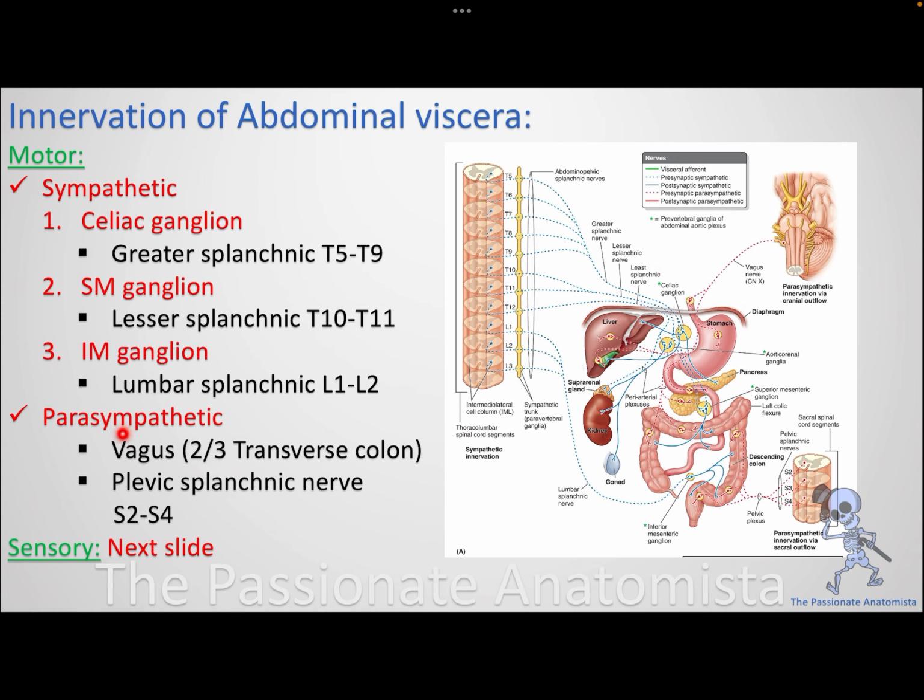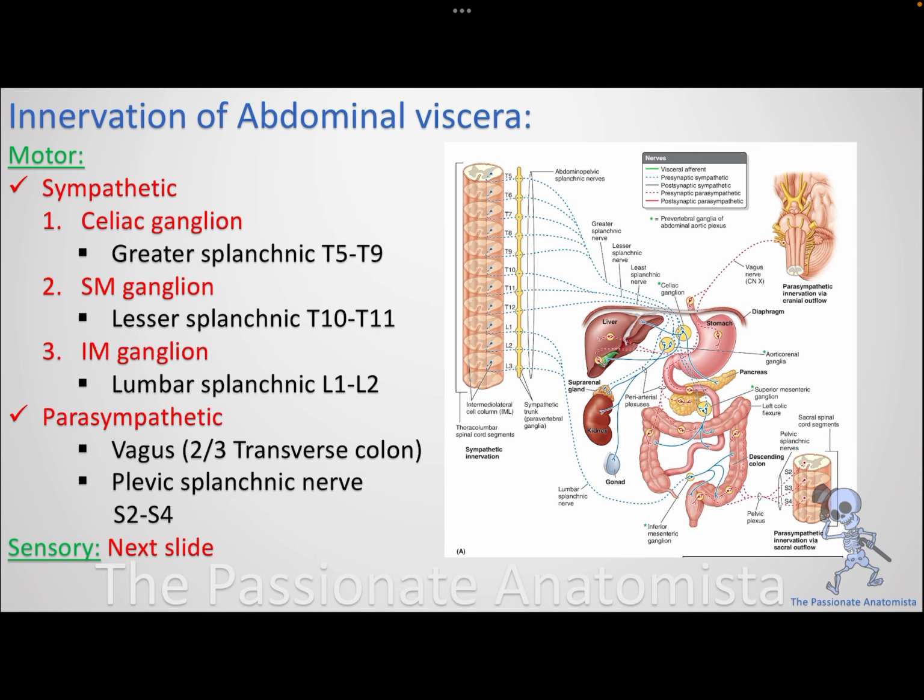And what about the parasympathetic? It's very easy. The vagus takes care of everything up until the junction of the right 2/3 with the 1/3 on the left, which is the foregut and midgut. So foregut and midgut receive parasympathetic innervation from the vagus nerve. However, the hindgut and the pelvic organs receive from the pelvic splanchnic nerves, S2 to S4. So this is the sympathetic innervation, motor, and parasympathetic.